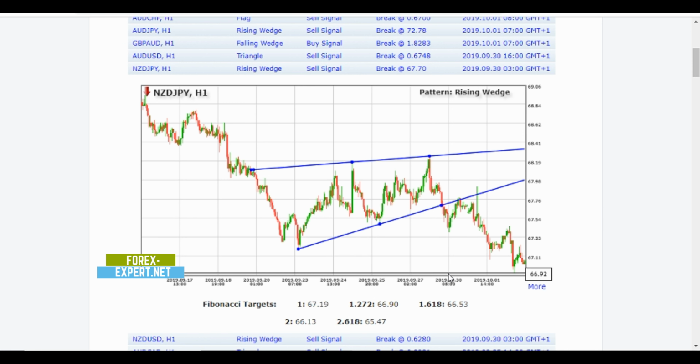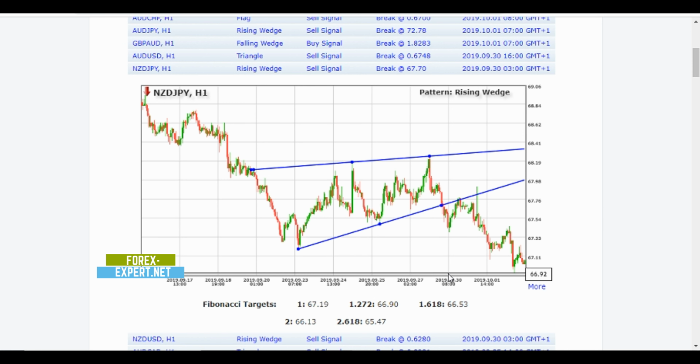And it got close to 1.272. So as you can see, you will find many opportunities, even if you put different take profits, because there are traders that usually put different take profit levels. It's possible, of course. It depends on your money management rules.